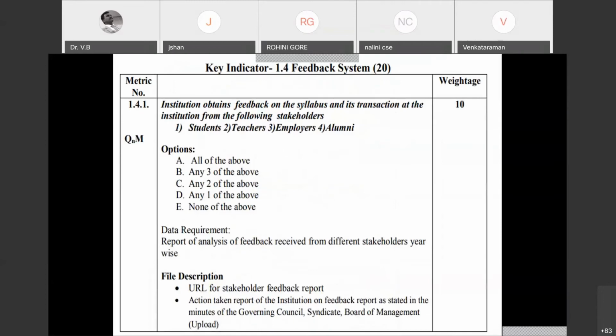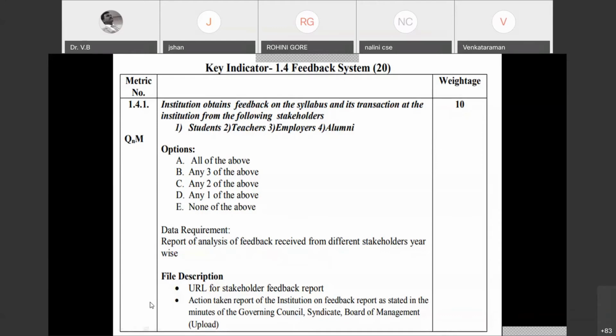And the fourth subheading is the feedback system which we are following. Whether the institution takes feedback from the students, teachers, employers, and alumni. Nowadays, most of the institutions take this feedback online, and they have a separate ERP, a separate software for analyzing this feedback. So we have to enter the link for this feedback.